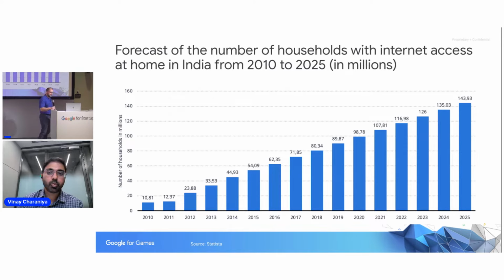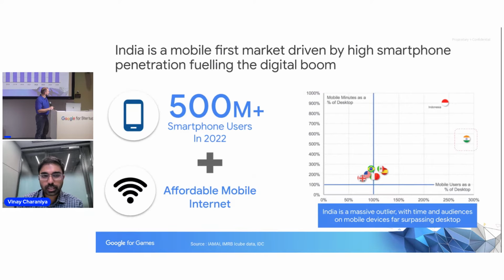And it's expected to grow significantly higher till 2025. Like 143 million plus, is what we expect, 1.4 billion in terms of number of households that will have internet in India. Now, if you go to the next slide, this is where data gets really interesting.